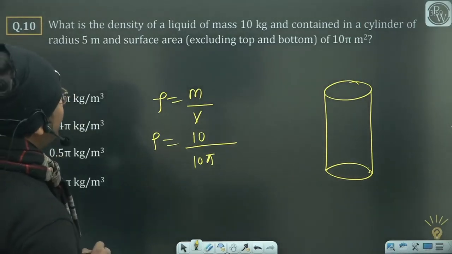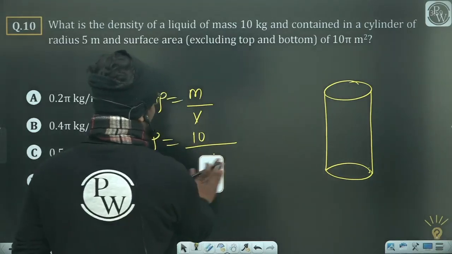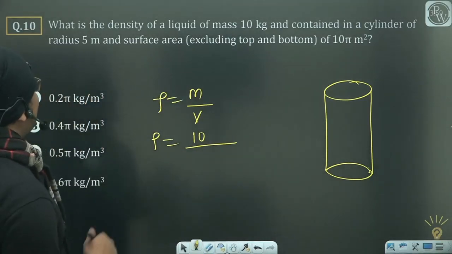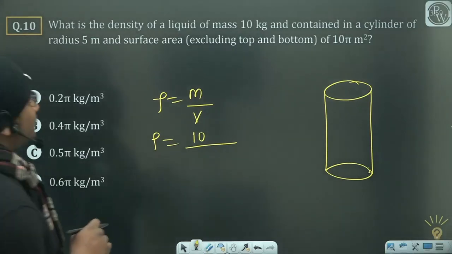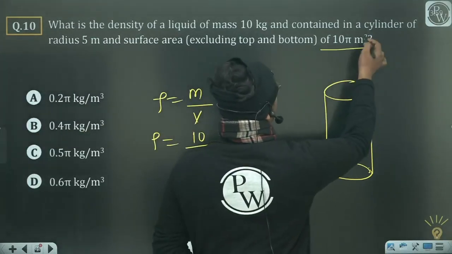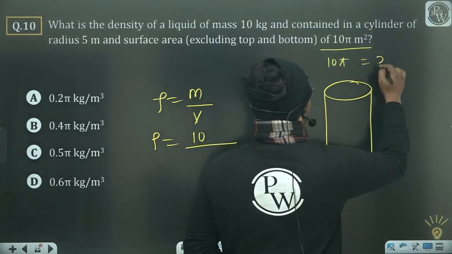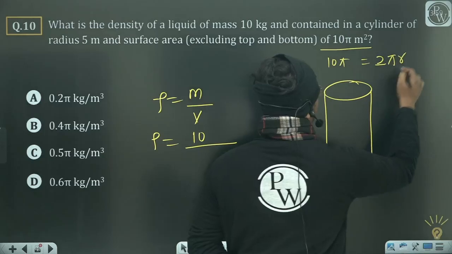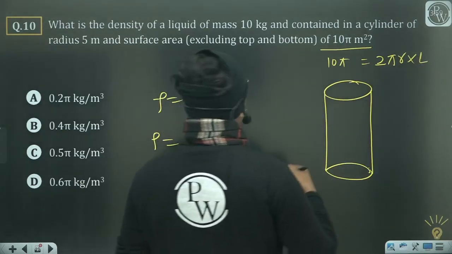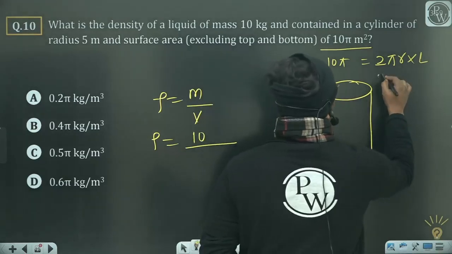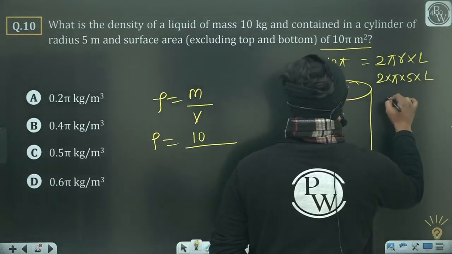So surface area is 10 pi. And the radius is 5. So both are different things. Don't worry. They have given the surface area. If this is 10 pi, surface area of this cylinder is nothing but 2 pi r into length L. So r is given as 5 meter. So 2 into pi into 5 meter. Length we can find out. So length will be 1.